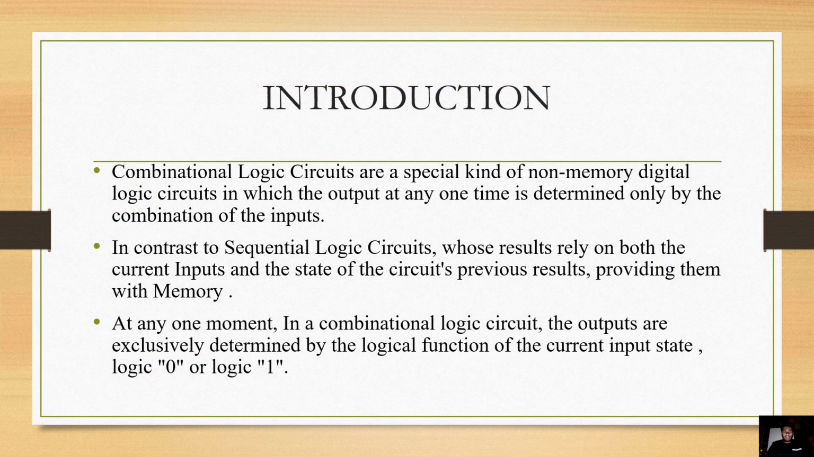Introduction. Combinational logic circuits are a special kind of non-memory digital logic circuits in which the output at any one time is determined only by the combination of the inputs. In contrast to sequential logic circuits, whose results rely on both the current inputs and the state of the circuit's previous results, providing them with memory. At any one moment in a combinational logic circuit, the outputs are exclusively determined by the logical function of the current input state, logic 0 or logic 1.